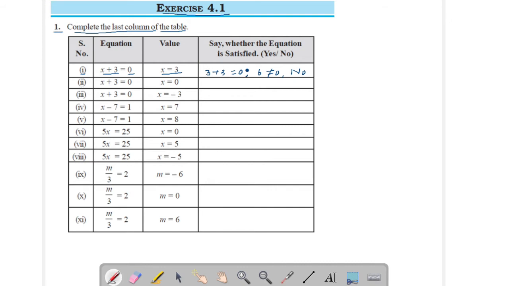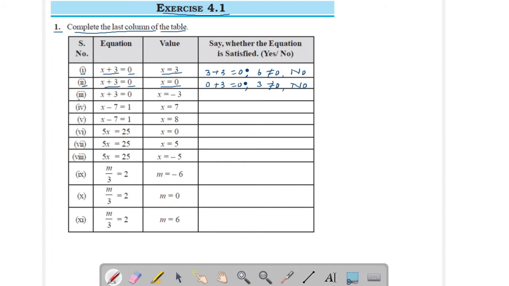Now come to second part. x + 3 = 0. Here put x = 0. In the given equation put x = 0. You will get 0 + 3 = 0. And 0 + 3 is 3. And 3 is not equivalent to 0. Therefore, your answer is no, because here the left hand side is not equivalent to the right hand side.